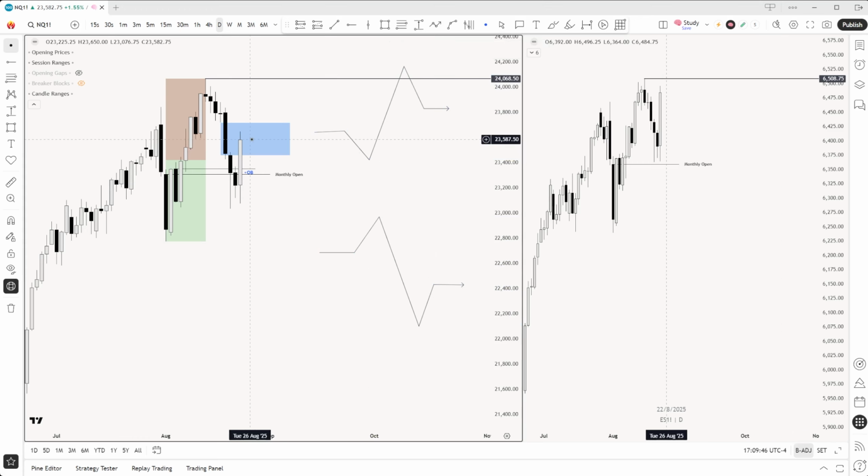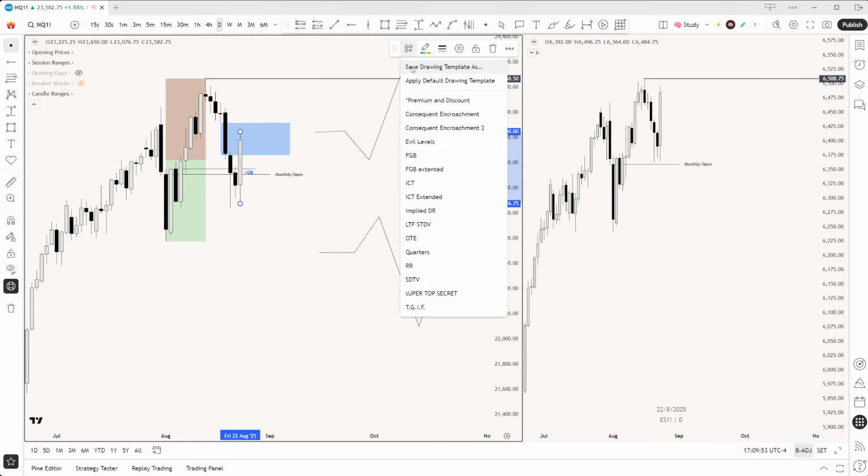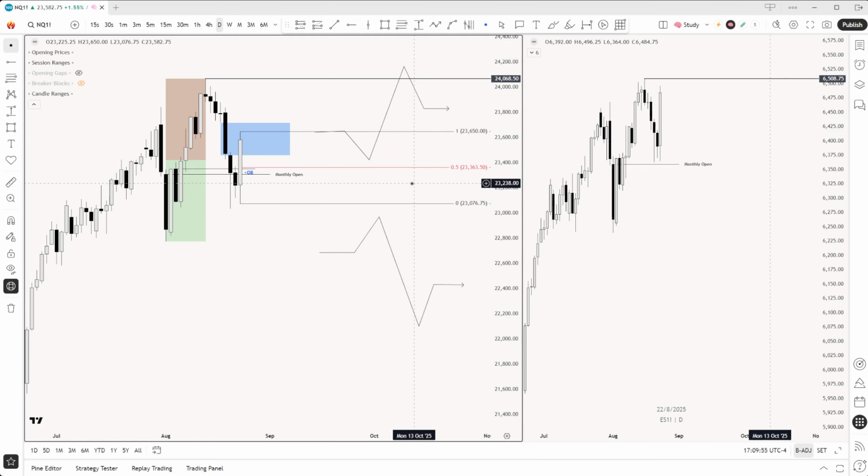But what if Monday trades lower, right? Trades back into this candle. Of course, I'm not looking for this low to be taken. If it is, then I am fully bearish and will look only for shorts.